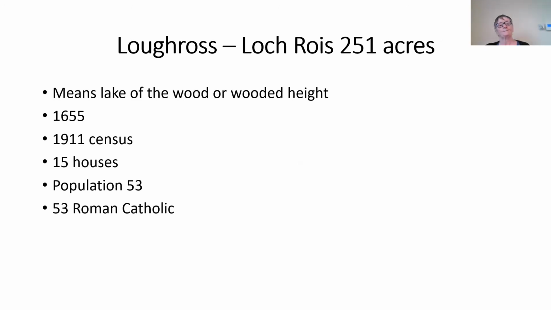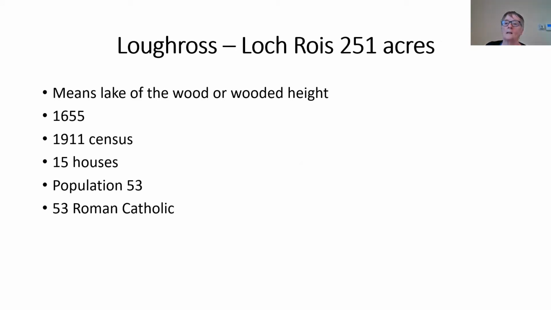La Rosse, and naturally enough, La Rosse means the Lake of the Wood, 251 acres. On the maps in 1665, now La Rosse is a part as well of the history of the area, because on La Rosse is a crannog, and a crannog is an artificially created island.